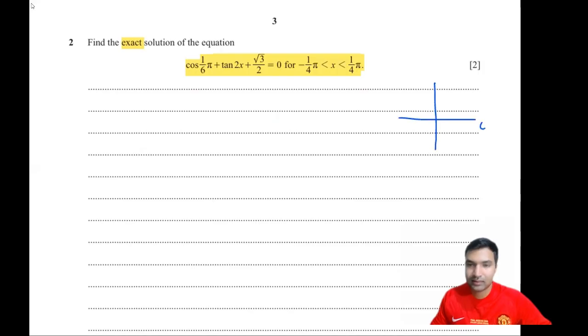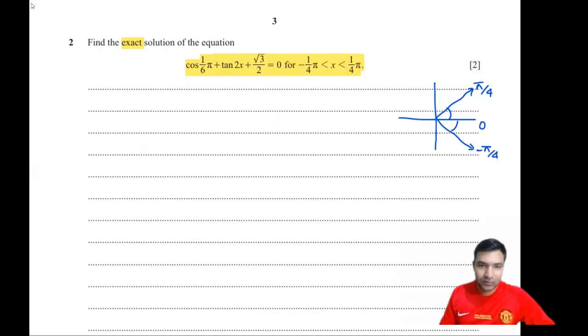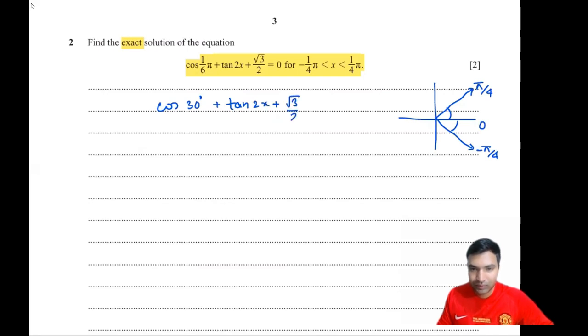We call this 0, and this is your 45 degrees, pi by 4. And that's your negative pi by 4, since the clockwise direction is negative. Now it says cos of pi over 6, so let me convert this into degrees, which is basically 30 degrees, plus tan 2x plus root 3 over 2 equal to 0.